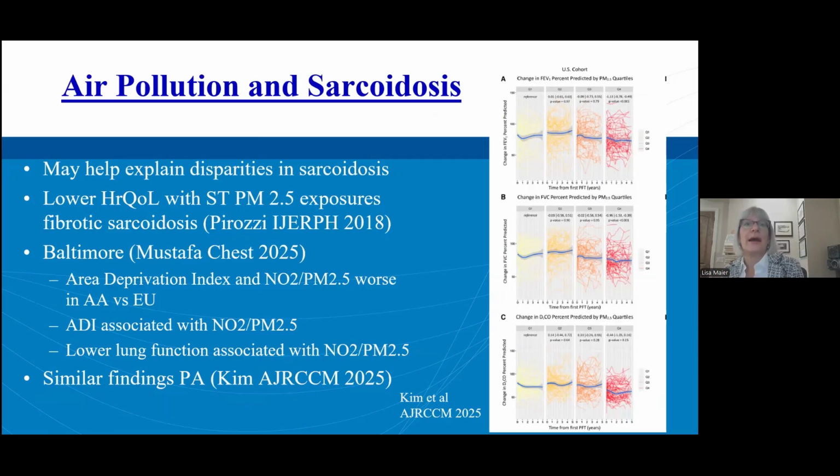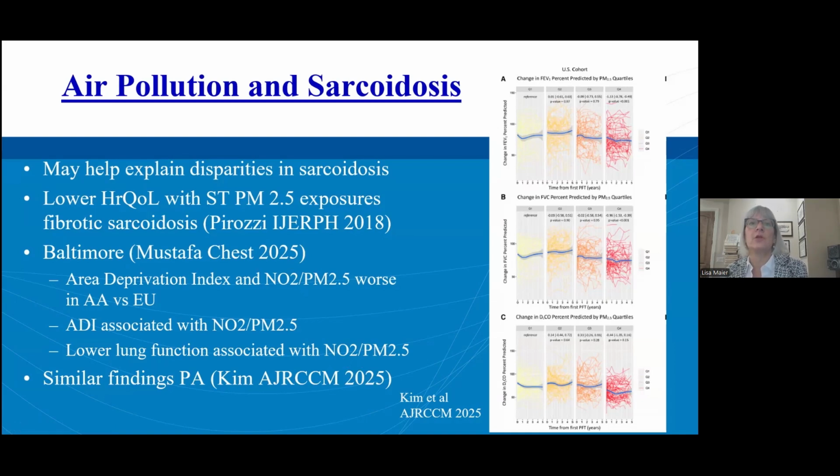The first study that was done was published back in 2018, by Cheryl Perosi at the University of Utah, which has a more predominantly white population. It showed lower health-related quality of life with short-term PM2.5 exposures in individuals who were fibrotic. She didn't find an association with lung function, in a small study. Michelle Sharp and her group at Hopkins recently looked at this in their population in Baltimore. They looked at area deprivation index, which we know is well associated with nitric oxide and PM2.5 exposures, and found that individuals who are African American had worse NO2 and PM2.5, as well as worse ADI. Not a surprise. They also had lower lung function, which Michelle and her group found associated with NO2 and PM2.5.